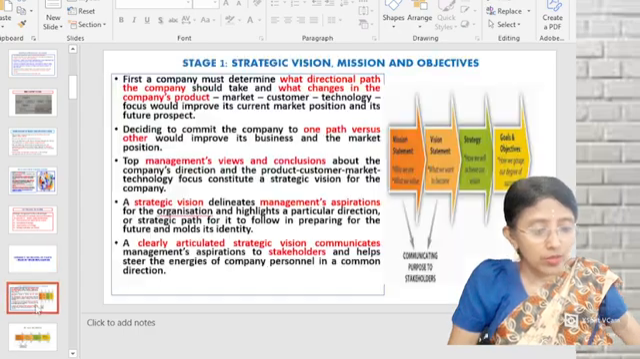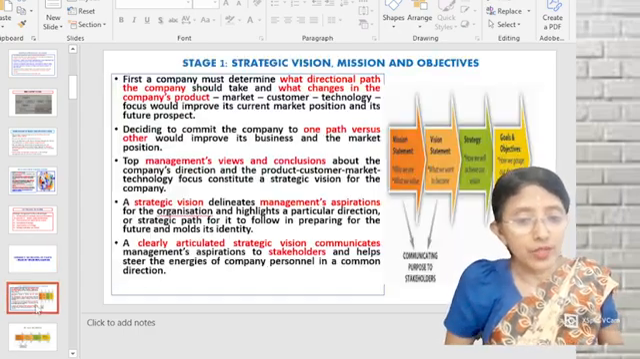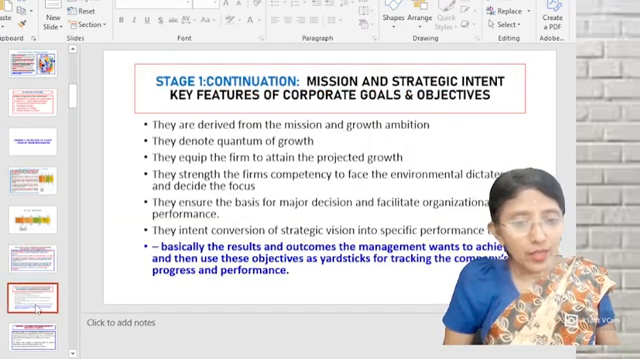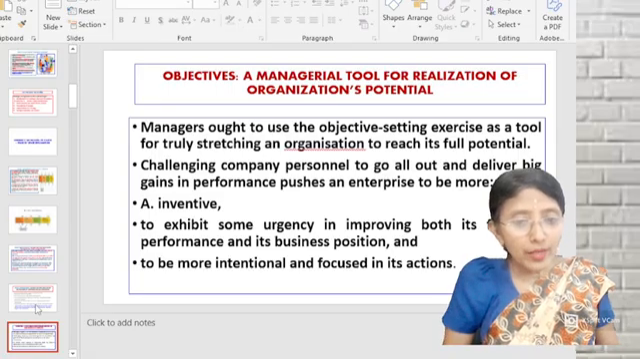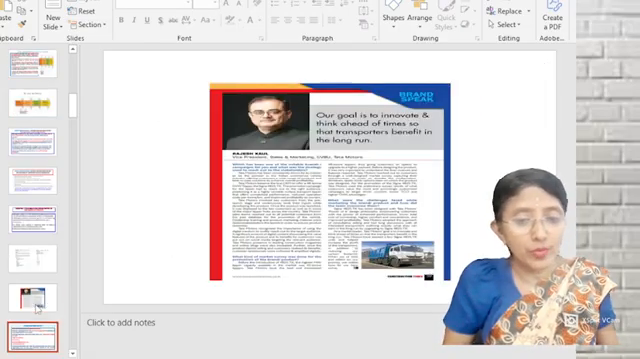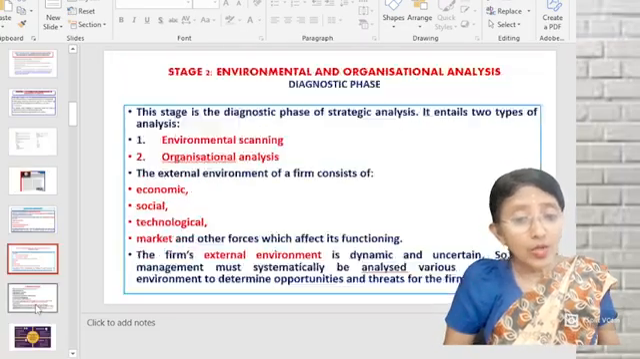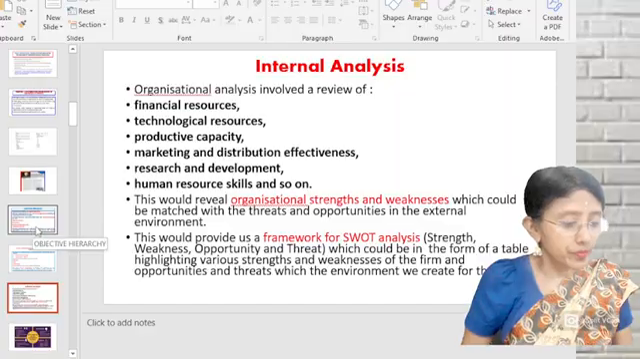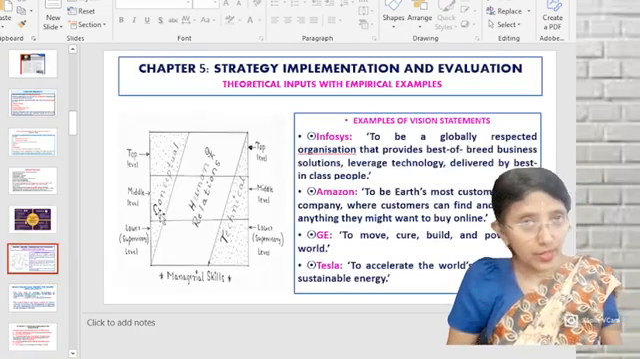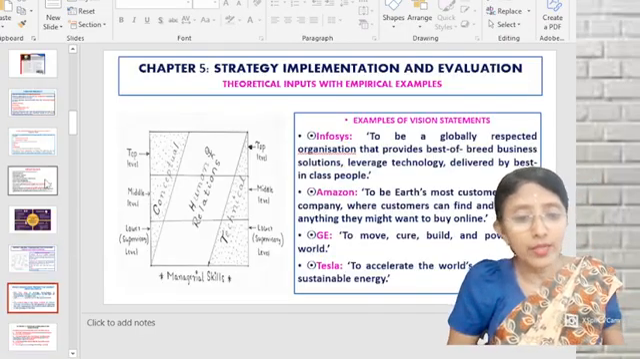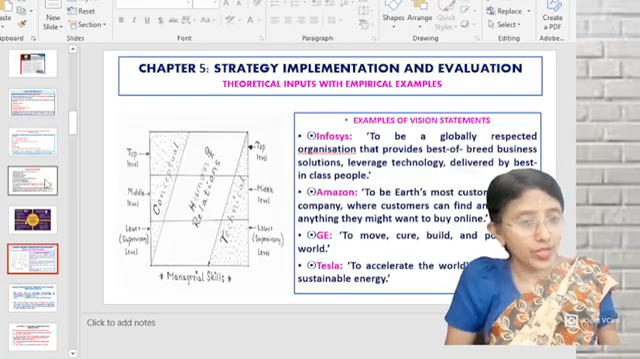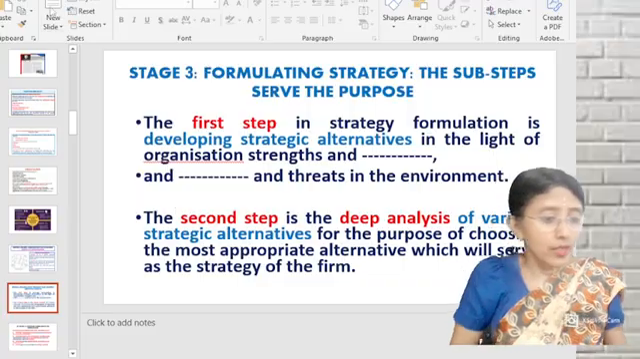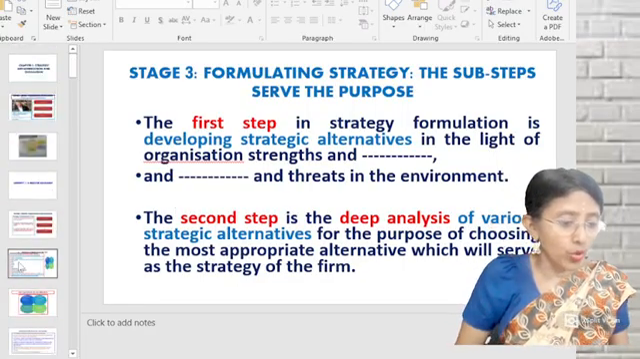Stage by stage explanation. What is a vision? You start with what is a vision, mission and strategic intent, then goals and objectives. Okay, examples of a company's vision, mission, goals, etc. Yesterday we saw a lot of examples. What is an objective hierarchy? Okay, then that's it. SWOT is there. In one of the steps you have SWOT given, and strategy implementation and evaluation. So that is the next part we went in. And stage 3 is what? Formulation strategy.